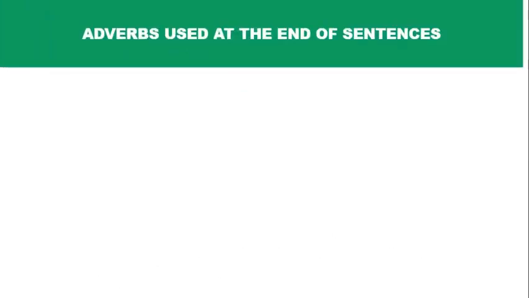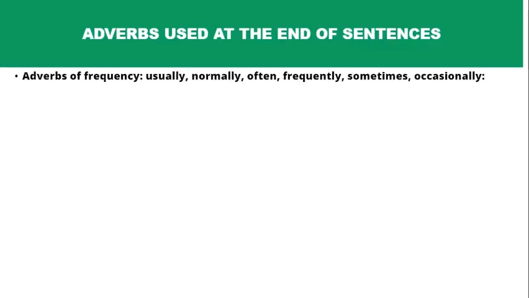Now let's look at adverbs used at the end of sentences. Adverbs of frequency are among those we can use at the end of sentences. Adverbs of frequency include usually, normally, often, frequently, sometimes, occasionally. For example, he visits his aged parents occasionally.